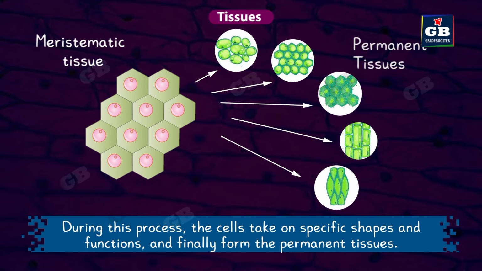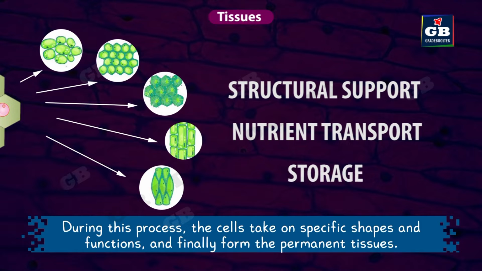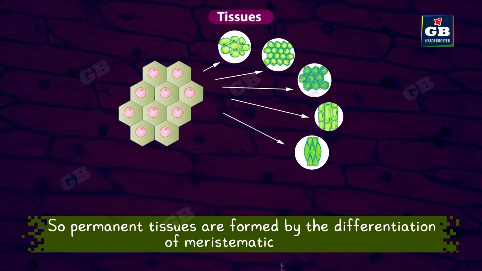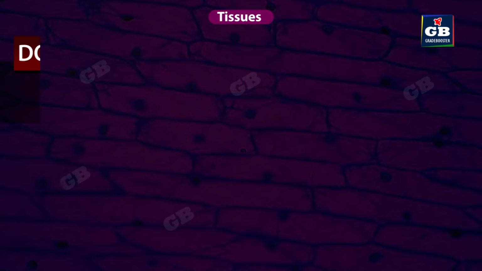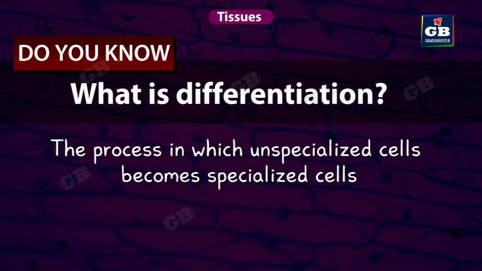These permanent tissues then take on specific jobs in the plant, such as giving structural support, nutrient transport, or storage, depending on their type. So, permanent tissues are formed by the differentiation of meristematic tissue. Do you know what differentiation is? The process in which unspecialized cells become specialized cells.